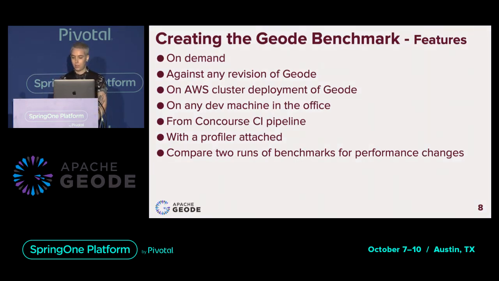So when the performance team started replacing the previous bare metal benchmarks for Geode, we had several goals for the project. These are the goals that we've accomplished so far. The benchmarks can be run on demand against any version of Geode released or in development, on an AWS cluster or on a dev machine. And they can also be run from Concourse CI pipelines, or any script really. We also enabled running with a profiler attached for use in debugging performance bottlenecks. And finally, we can compare 2 runs of benchmarks for change in performance.